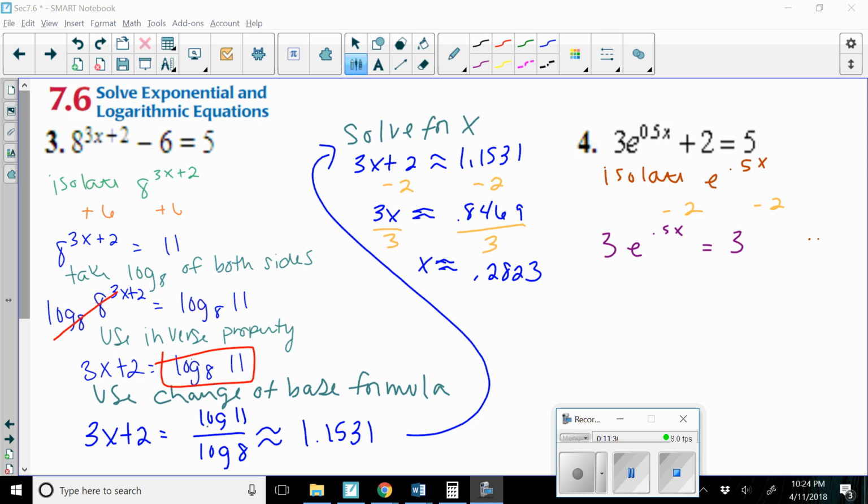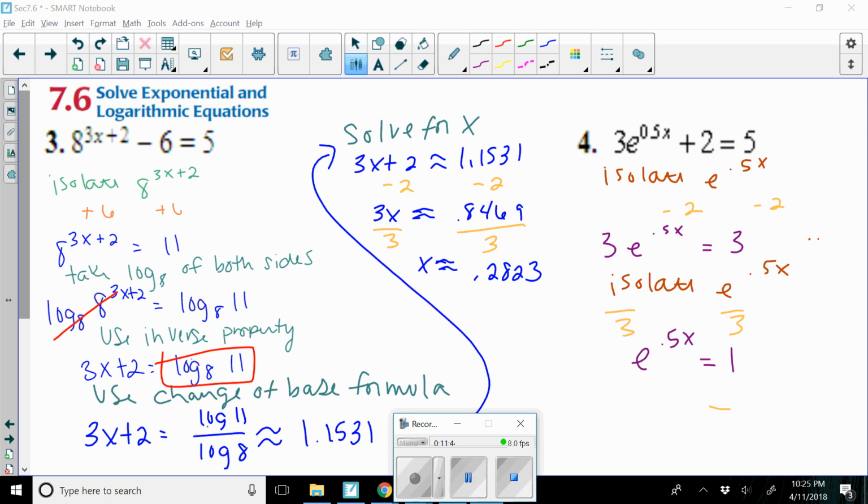So in this second example, first step is to isolate the e to the 0.5 x power. So we subtract 2 from both sides. And again, we want to isolate the e to the 0.5 x power, so we're going to divide both sides by 3. Next, we want to solve for x, so we need to eliminate that base. And we're going to do that by taking the natural log of both sides.